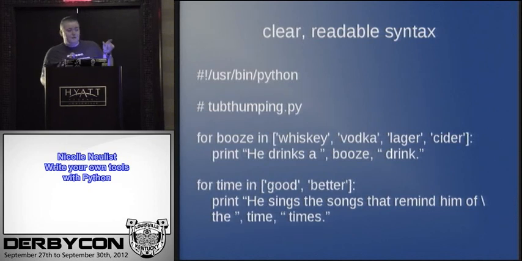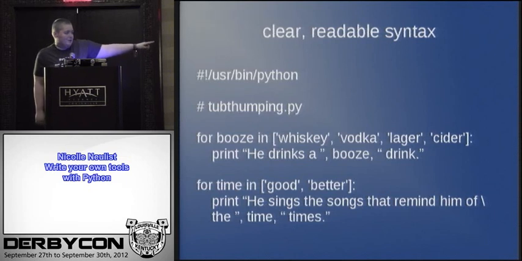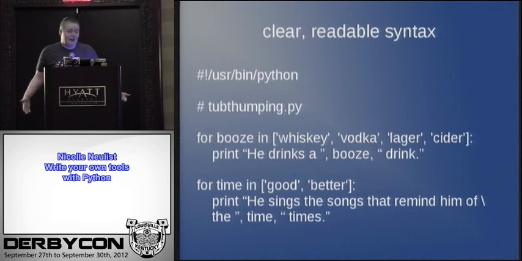So it's going to iterate through that list and print he drinks a blank drink. He drinks a whiskey drink, he drinks a vodka drink, he drinks a lager drink, he drinks a cider drink. And then, for the next part of that repetitive little verse, I got another for loop. For time in good, better. He sings songs that remind him of the good times. He sings the songs that remind him of the better times.